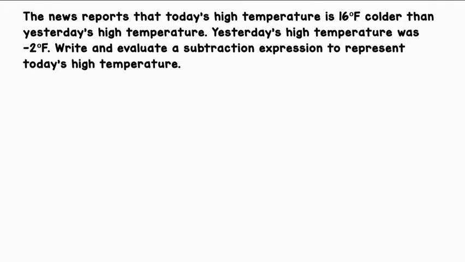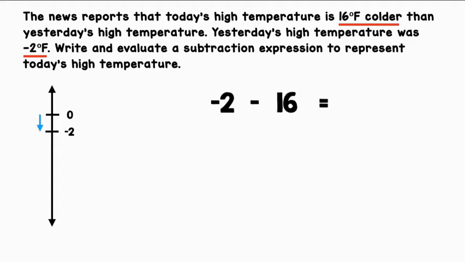The news reports that today's high temperature is 16 degrees Fahrenheit colder than yesterday's high temperature. Yesterday's high temperature was -2 degrees Fahrenheit. Write and evaluate a subtraction expression to represent today's high temperature. Let's use a vertical number line to represent this situation. Well, yesterday, the high temperature was -2 degrees Fahrenheit. Today, it is 16 degrees Fahrenheit colder. So let's subtract 16. That will give us today's high temperature.